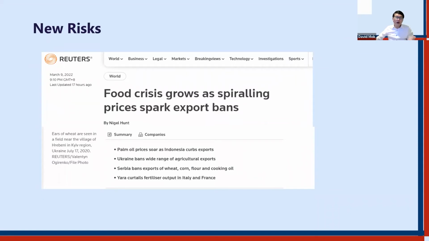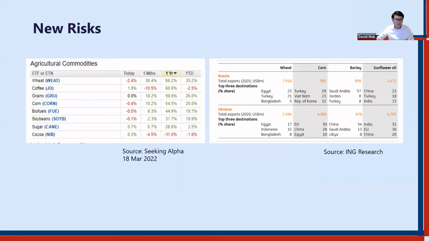Palm oil saw curbs in Malaysia and Indonesia as well. Not Malaysia, but certainly Indonesia, export curbs set in. Fertilizer output is also curtailed in Italy and France. All these things spark a food crisis. So we've got to brace for it if this war drags on. So again, market prices always tell the story. I always say, look at the market. You can't go wrong. Look at the price.